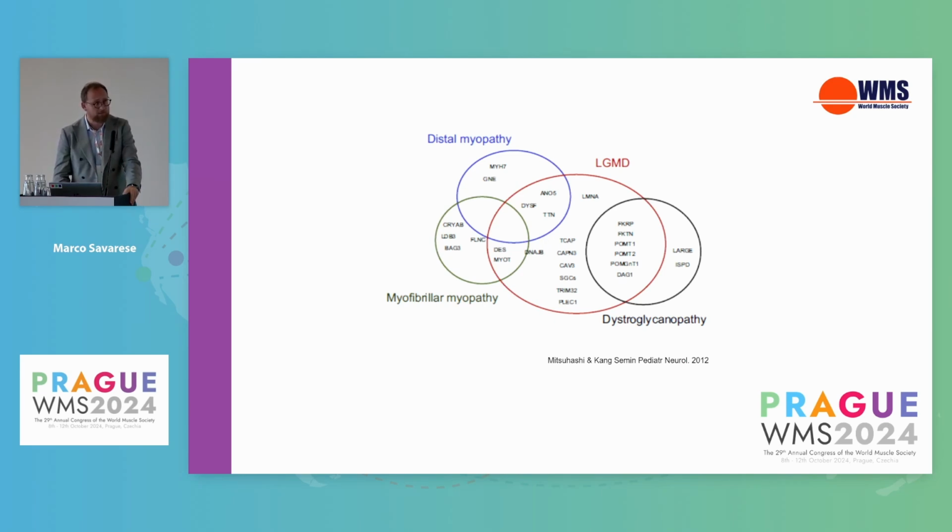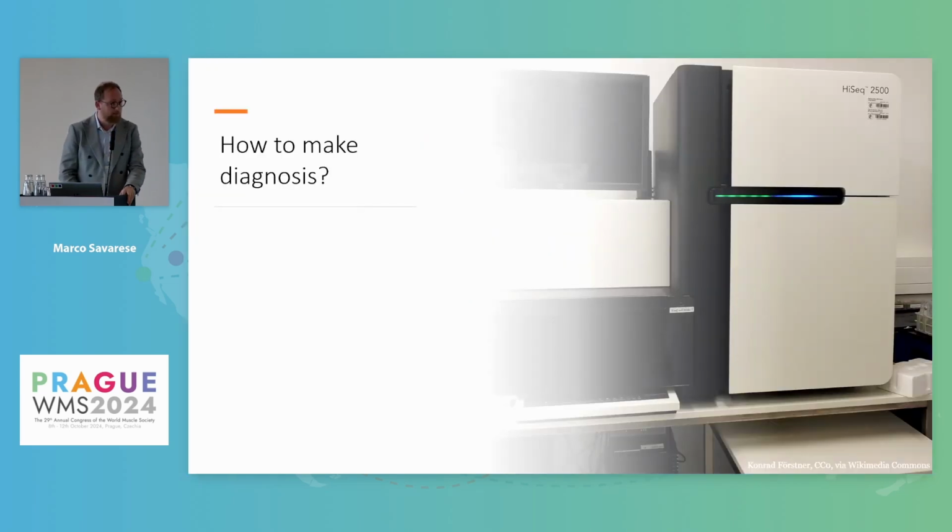This is an old picture, but it's useful because already more than 10 years ago, when there were few genes associated with distal myopathy, it was clear that these genes would not be linked only to distal weakness. And this is even more evident today, and likely we saw a similar picture in the previous presentations. Most of the genes associated with a distal phenotype also cause a proximal phenotype or a congenital phenotype, which means there is a clear genetic overlap. And we will go back to this because it's one of the problems in this field.